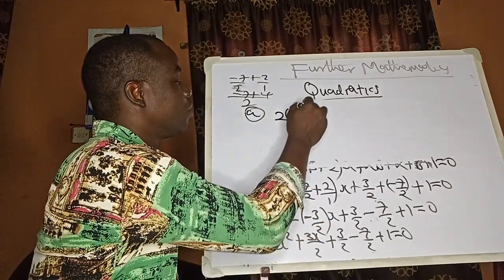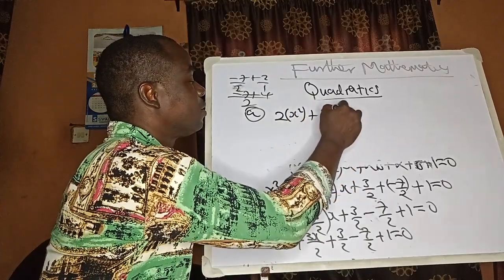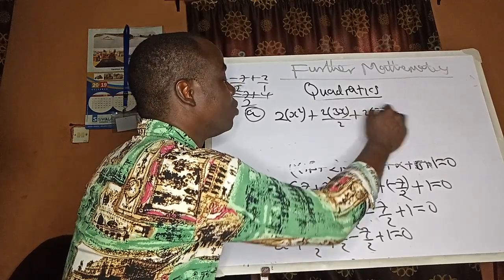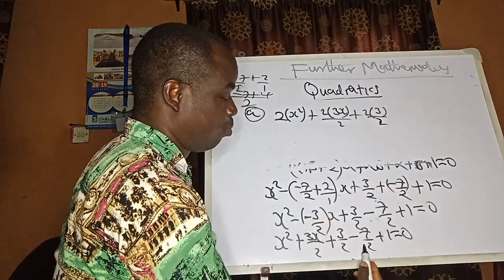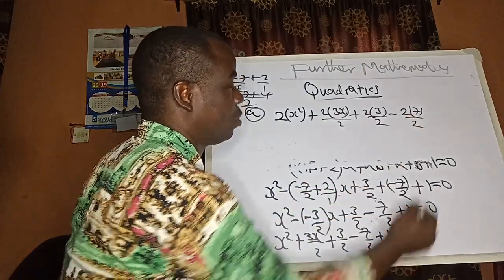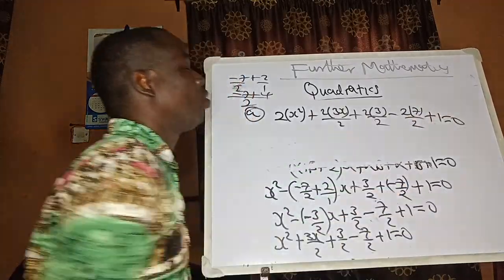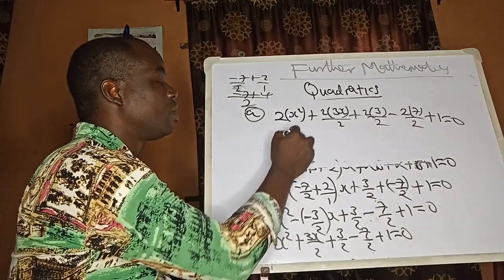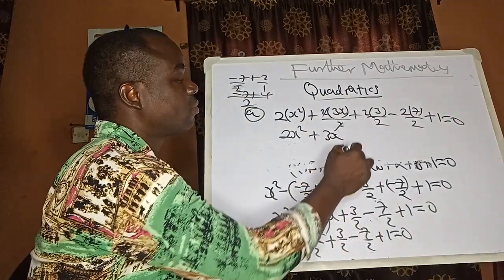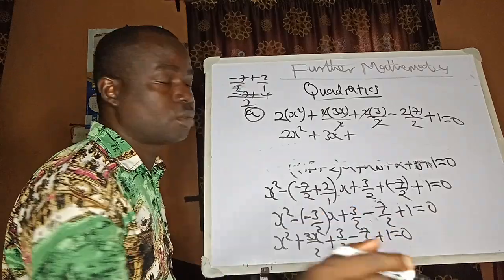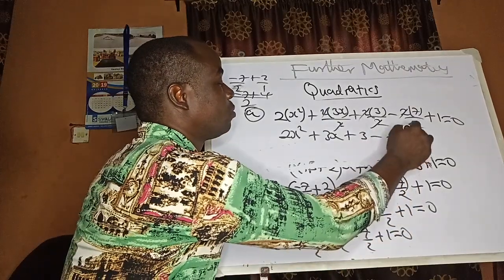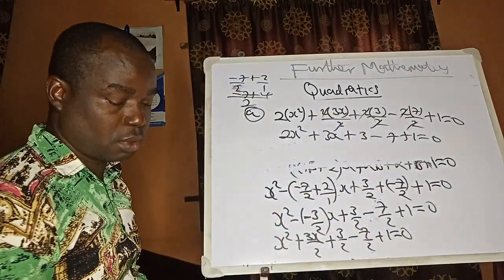2 bracket x squared plus 2 bracket 3x over 2 plus 2 bracket 3 over 2 minus 2 bracket 7 over 2 plus 1 is equal to 0. So we now have 2 times x squared is 2x squared. These 2 cancels these 2, it is gone. So I have plus 3x. These 2 cancels these 2, it's gone. So bring down 3. These 2 cancels these 2, we have 7 will remain. Plus 1 equal to 0.